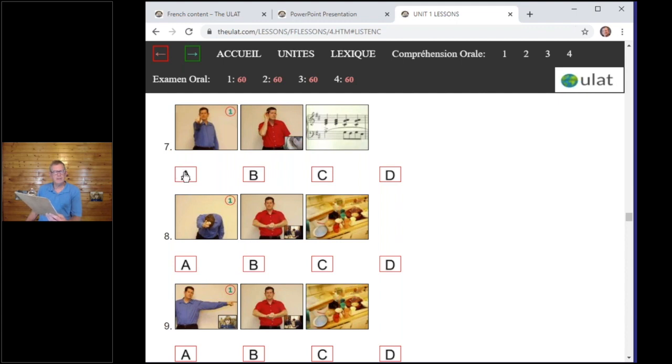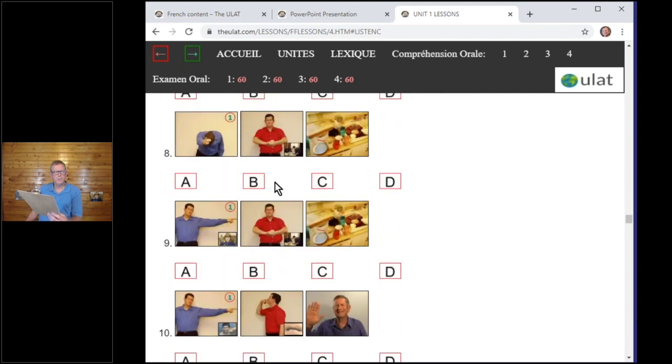Let me repeat that one since I muddled it up. A. Tu écoutes de la musique. Tu écoutais musique. Tu écoutas de la musique. Tu écoutais de la musique. Numéro 8. A. Get a good look at the statement.